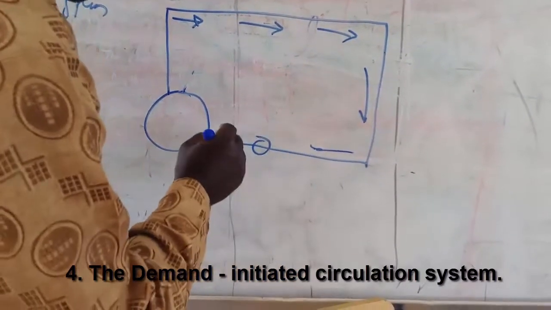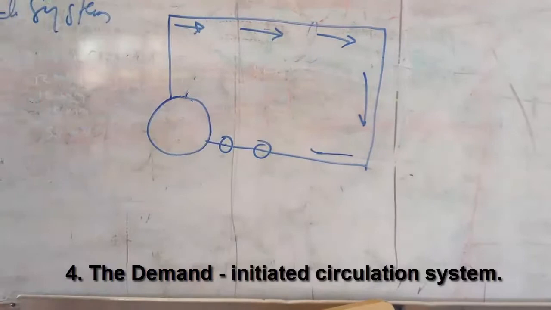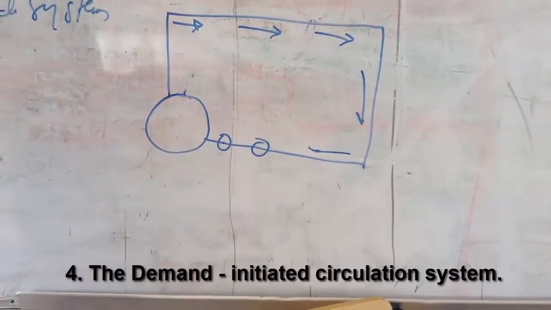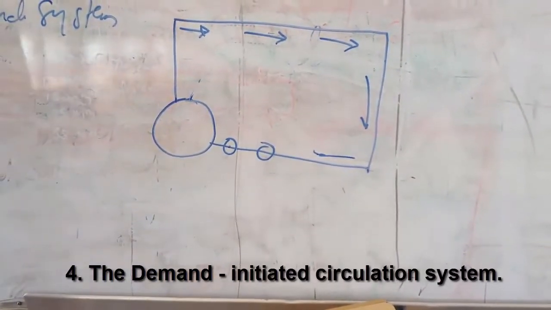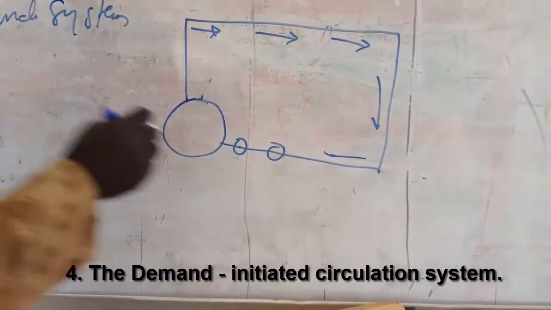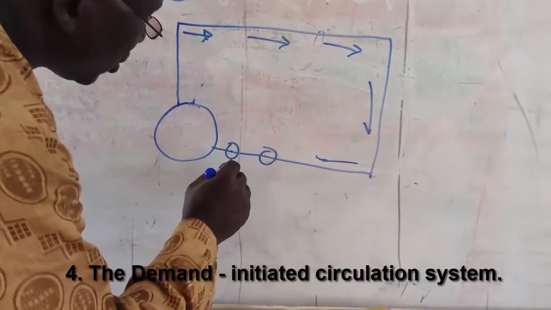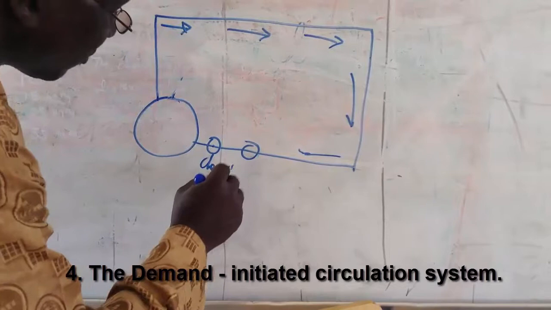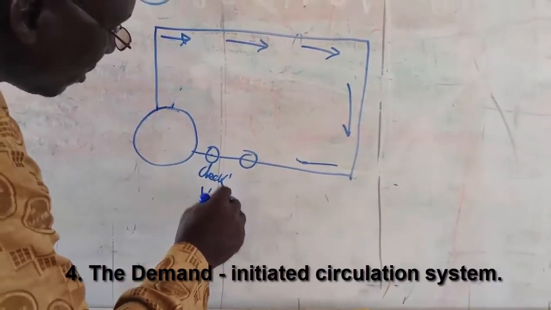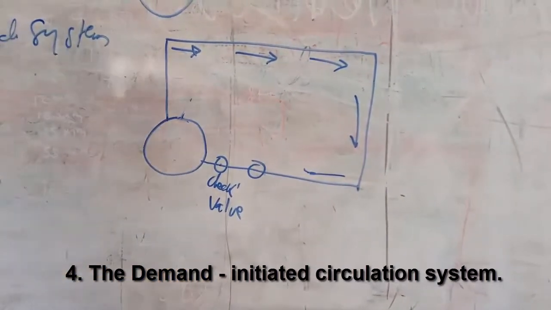Here we have a valve. In the valve there, you see a check valve. This one here is called a check valve. And here is the circulation.